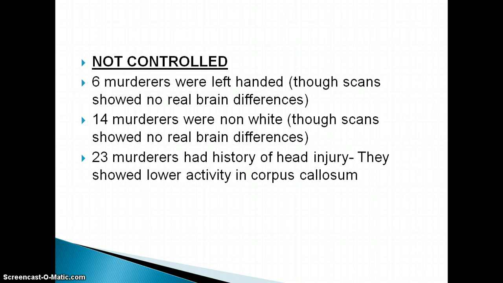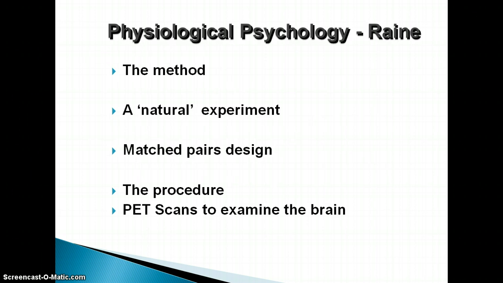Some of the things we couldn't control for were handedness and race and head injury. These were things that might have affected the results because they could cause differences in the brain. Being left-handed rather than right-handed could cause your brain to be slightly different. Having a head injury causes your brain to be different. So that was something that we couldn't control for.